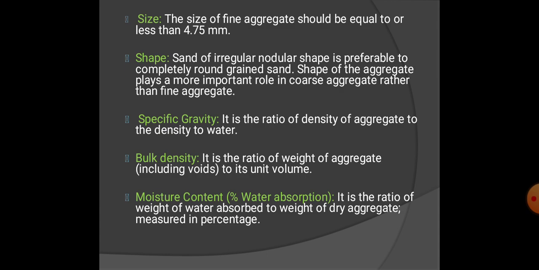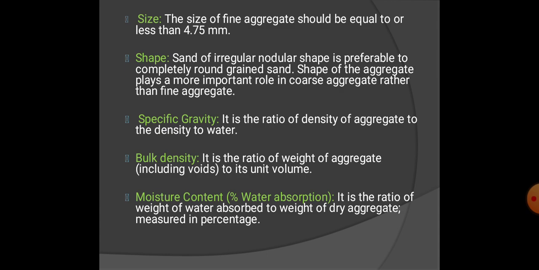Okay, the next one is shape of aggregate. Sand of irregular nodular shape is preferable to completely round grained sand. Shape of aggregate plays an important role in coarse aggregate rather than fine aggregate. Hence this property is considered in more detail in the section on coarse aggregate. We will cover this topic in the next lecture, in the properties of coarse aggregate.